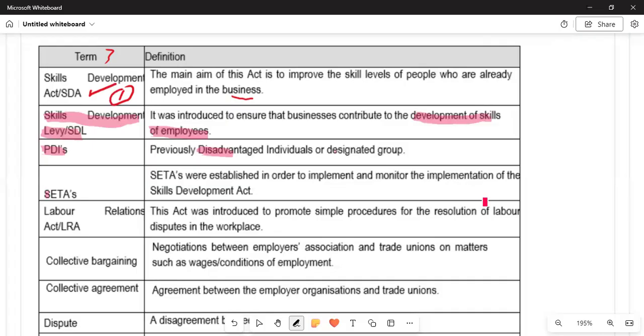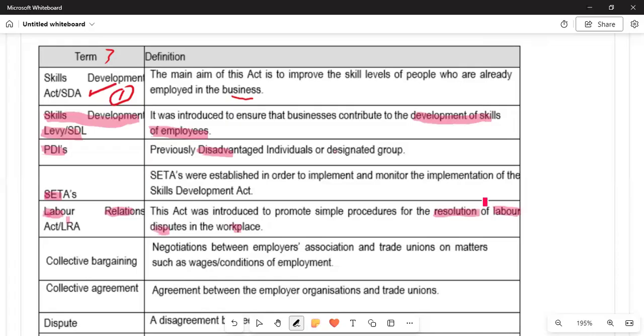When you talk of sectors, there are so many sectors that you can talk about: we can talk about the agri-sector, the food and beverage sector, the education sector. Then there is the Labour Relations Act. This act was brought in to build the relationship between employers and employees. The definition is that this act was introduced to promote simple procedures for the resolution of labour disputes in the workplace. If there are disputes in the workplace, it is with this act that those disputes will be resolved.